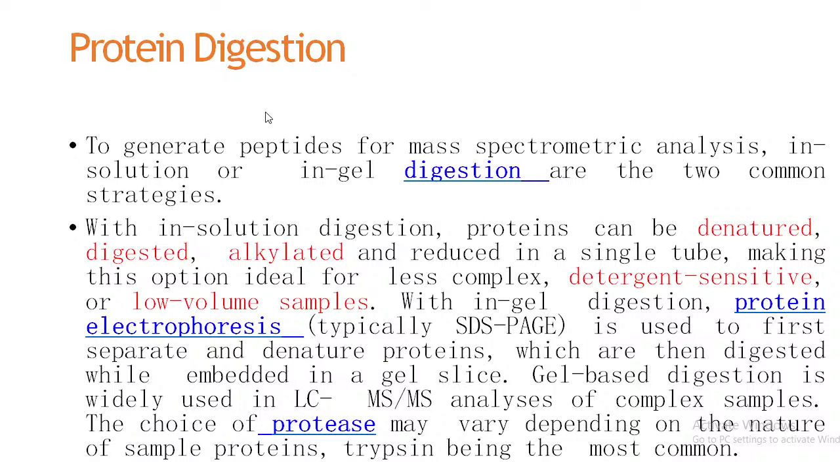So SDS will provide a negative charge to all proteins. Okay, that's why your protein will be negatively charged. It will move towards the positive charge on the basis of molecular weight.